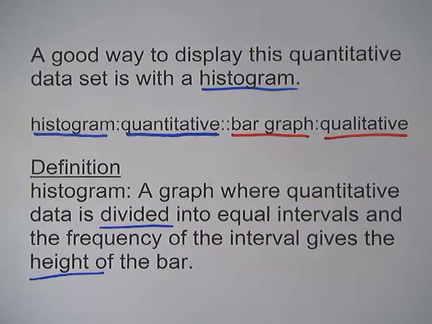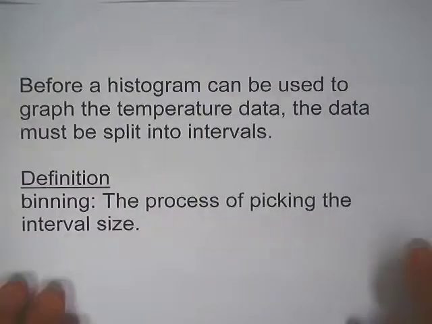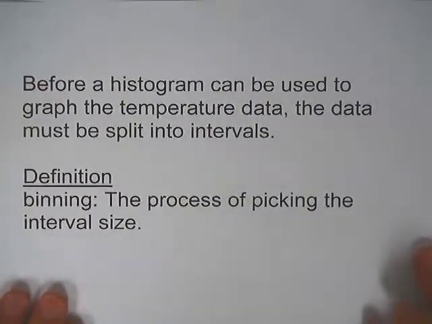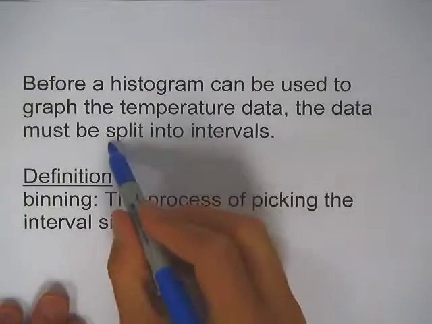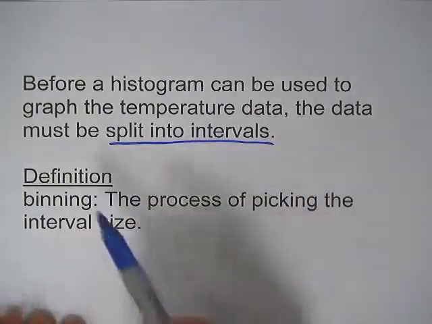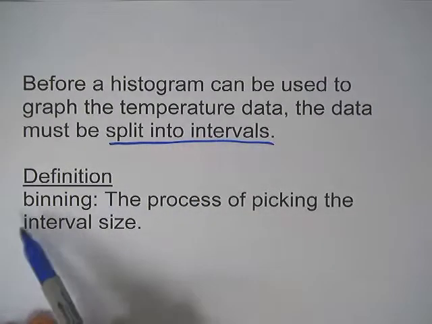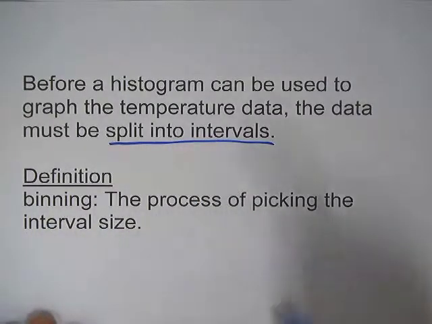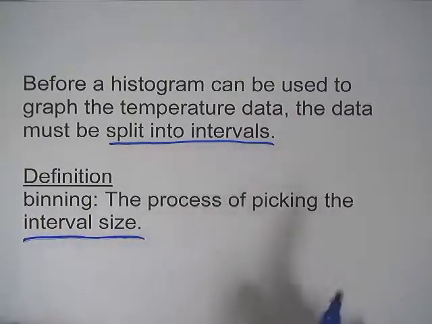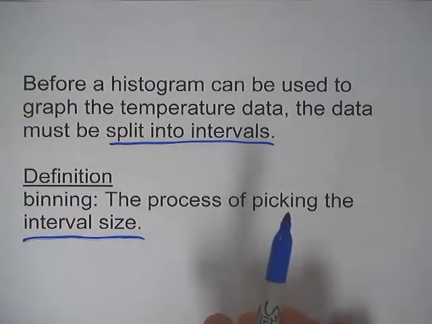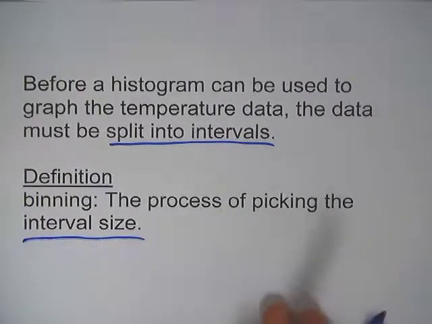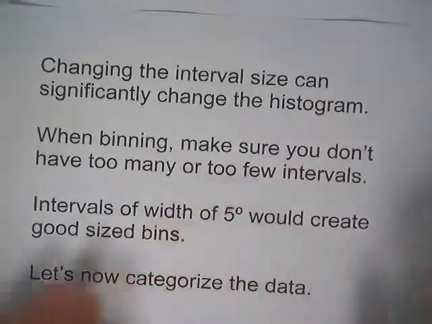So let's make a graph of the weather data using a histogram. But before we can make the histogram, the data must be split into intervals. What we need to do is a process called binning. Binning is the process of picking the interval size. So how big do we want our intervals? Do we want them of width 10 degrees, 20 degrees, 5 degrees, 2 degrees? That's what this process of binning is.